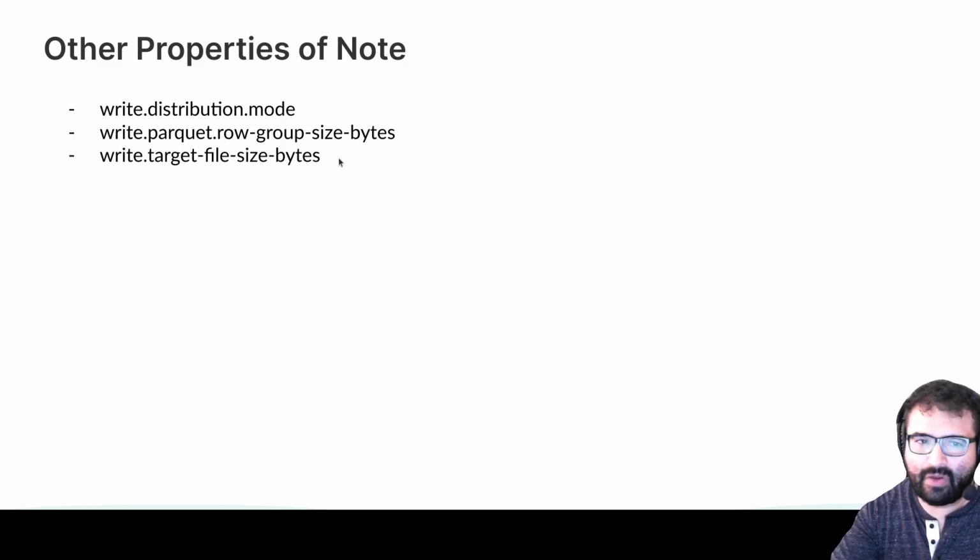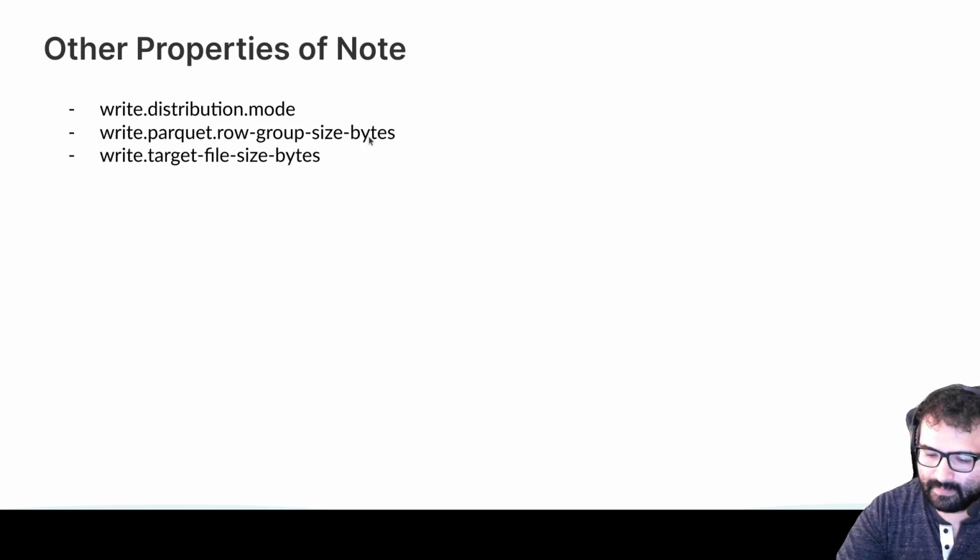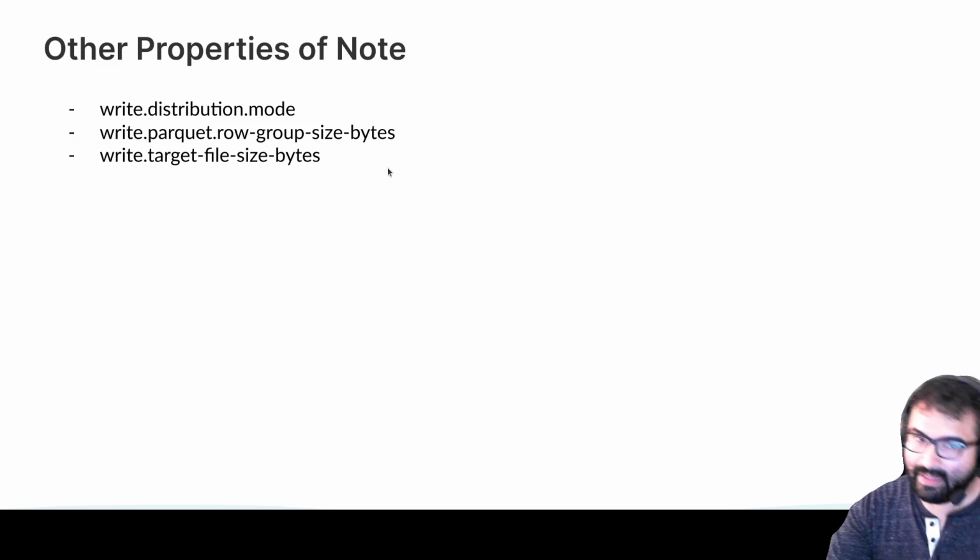So you can say, I want 1 gigabyte files. This will say file size should be about 1 gigabyte, but I want 512 meg row groups, so it writes 2 row groups per file. Or you can say, I want 256 meg row groups, so it writes 4 row groups per file. You can choose how you want to handle that.